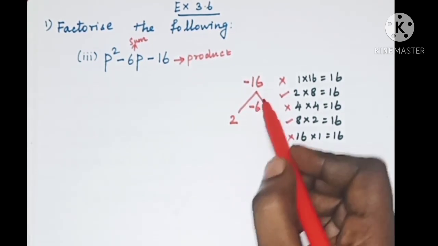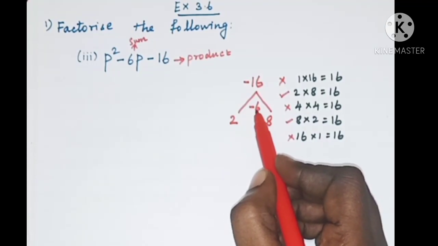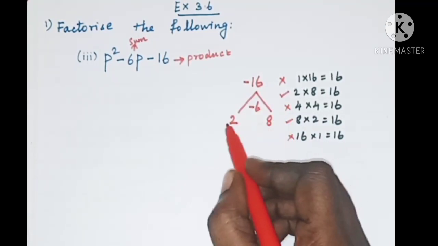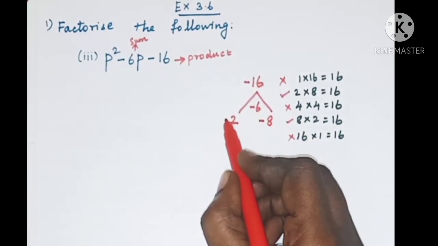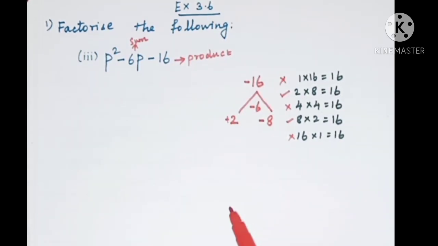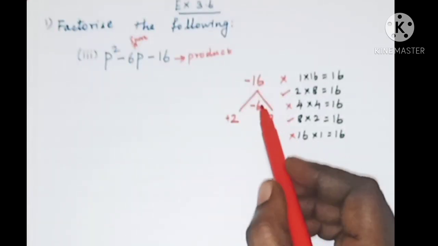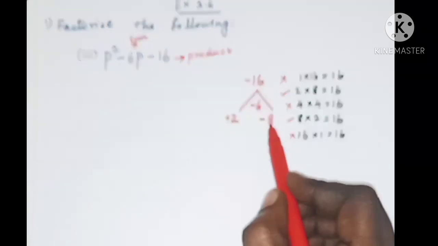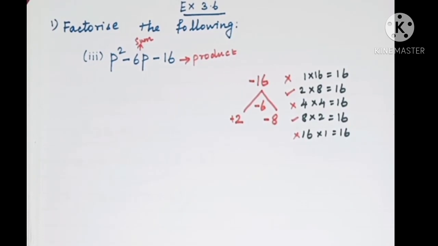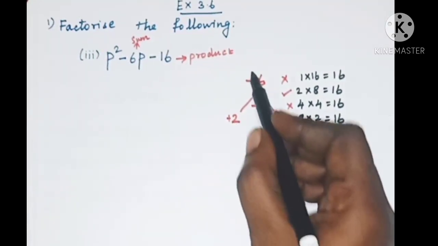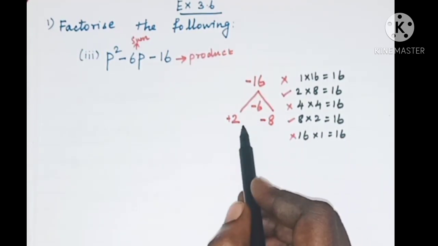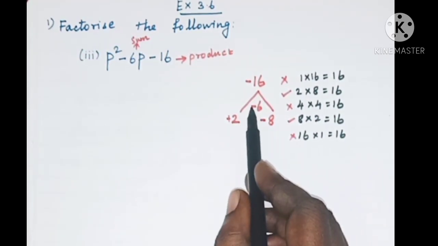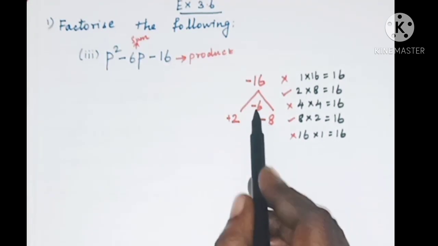So this sum 6 will have minus sign. So for the greater number we should put the minus sign, and for the smaller number we should put plus. Always put the sign of this number for the greater number of these two numbers. Now the two numbers are 2 and 8. 2 eights are 16, plus into minus, minus 16. 2 minus 8 is minus 6, because the bigger number has minus sign. So 2 minus 8 is minus 6.